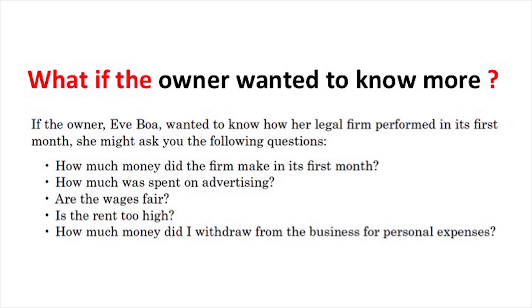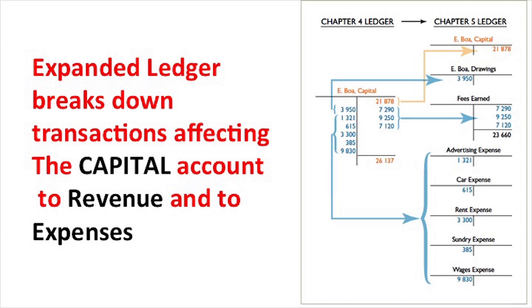The typical owner of a business would want to know how her business is progressing, what efforts she is making money from, called revenue, and how much money is spent to get that revenue, called expenses. She may also likely want to know how much money she withdrew from the company for her own use. In order to show this information, we expand our ledger of accounts to create revenue, expense and drawings accounts.